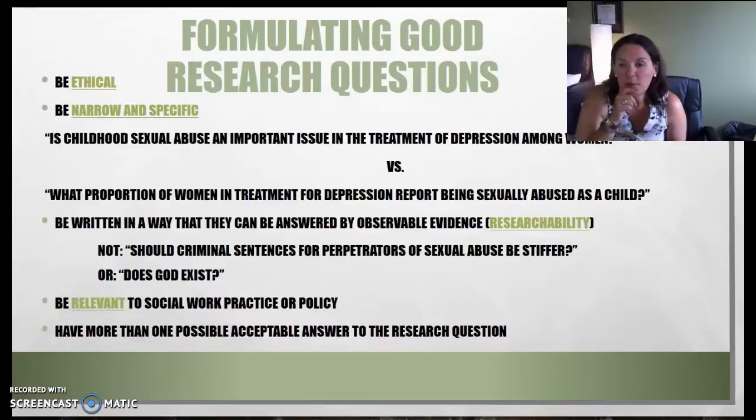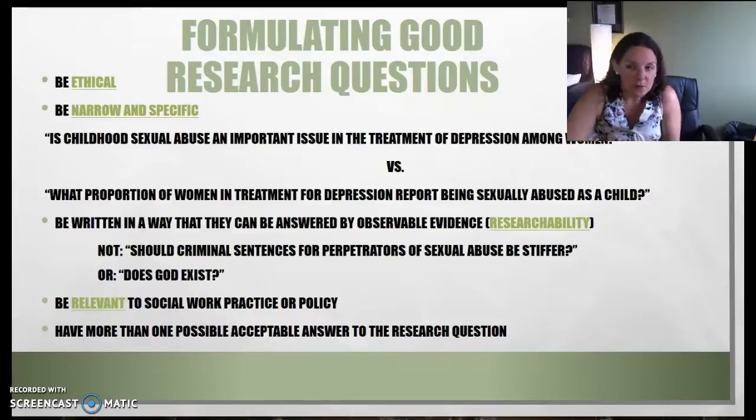So let's talk a little bit more about what makes a good research question. So research questions have to be ethical. We will spend all of next week, actually, you'll spend understanding research ethics. They have to be ethical. They have to be narrow and specific. So there's an example here.